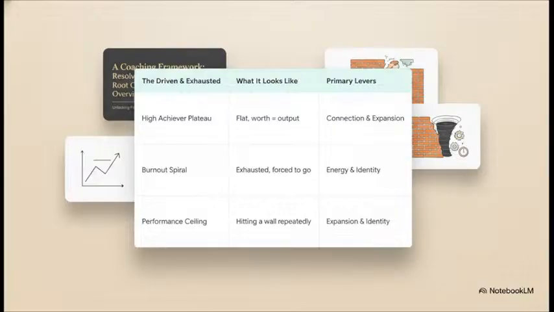to fix the belief. Finally, we have the performance ceiling. They hit the exact same wall repeatedly. They've got this internal thermostat saying going any higher is dangerous. So we use the expansion and identity levers to shatter that ceiling.